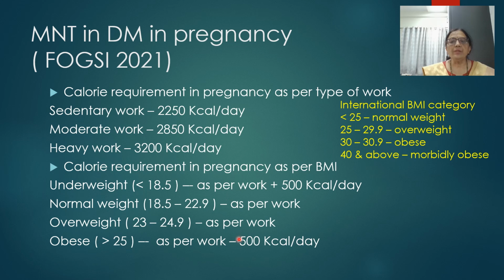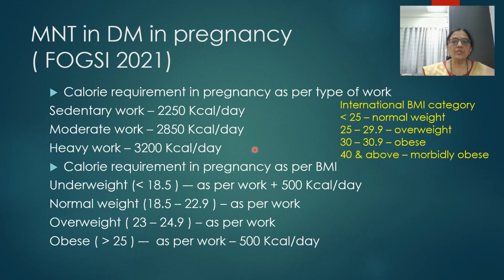This is for Indian women, but internationally, we categorize the degree of obesity as per BMI like this: normal weight is less than 25, 25 to 29.9 is overweight, 30 to 39.9 is obese, and morbidly obese is 40 or above, more than 40 BMI. Accordingly, as per the country of origin, you have to see which standard needs to be followed. But remember that for an underweight woman you add 500 kilocalories per day, and for an obese woman you subtract the calories.